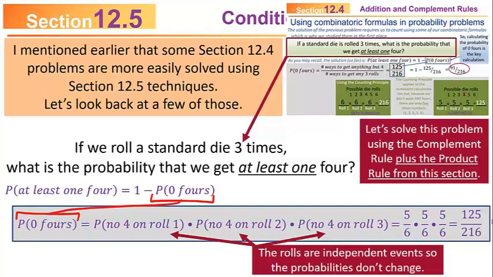Remember, we want to know the probability of getting at least one 4, so we have to take that and subtract it from 1. So you have 1 minus 125 over 216, which leaves 91 out of 216 as your final answer. And if you look up in the corner of the screen on the right, you'll see that's exactly the answer we got before. I think this solution is much easier.